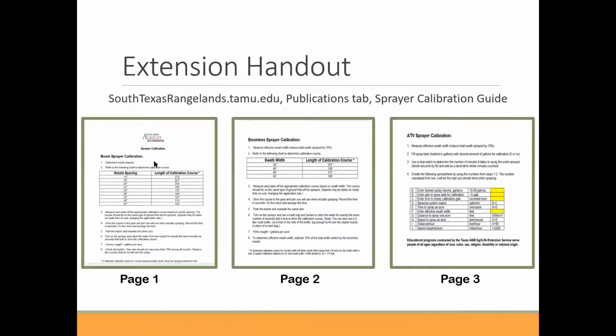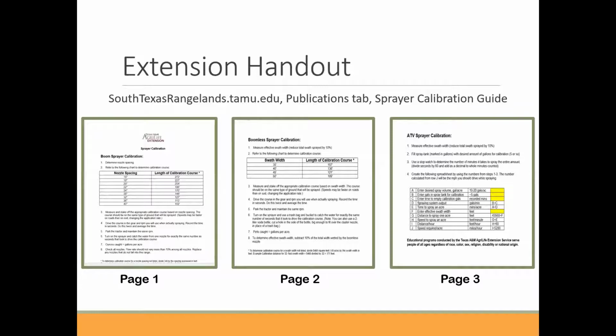And here are some similar steps. The extension has a handout that can be found at southtexasrangelands.tamu.edu, Publications tab, sprayer calibration guide. On page 1, it goes through how to calibrate a boom sprayer. Page 2 shows the boomless sprayer calibration. And then page 3 is for a UTV or ATV spray rig.